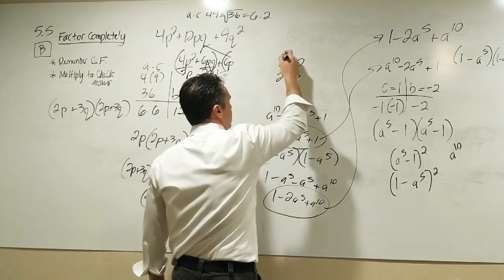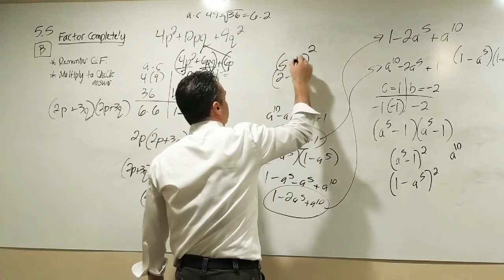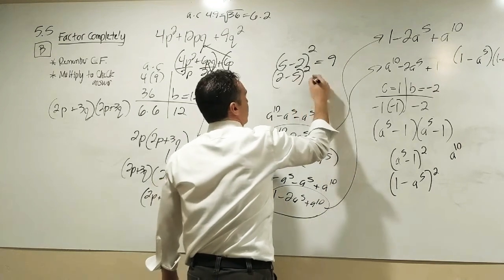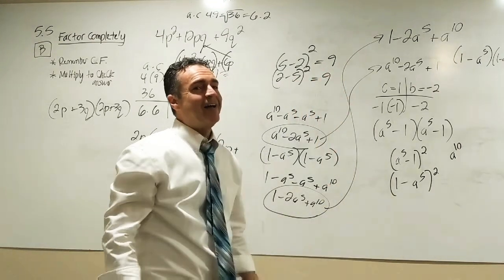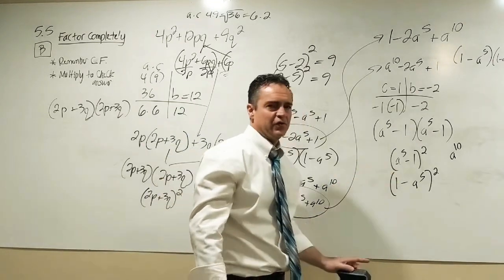You ready for this? If you squared them, they are the same thing. 5 minus 2 is 3. 3 squared is 9. 2 minus 5 is negative 3. Negative 3 squared is 9. That's why you can rearrange those. That is a principle worth memorizing.